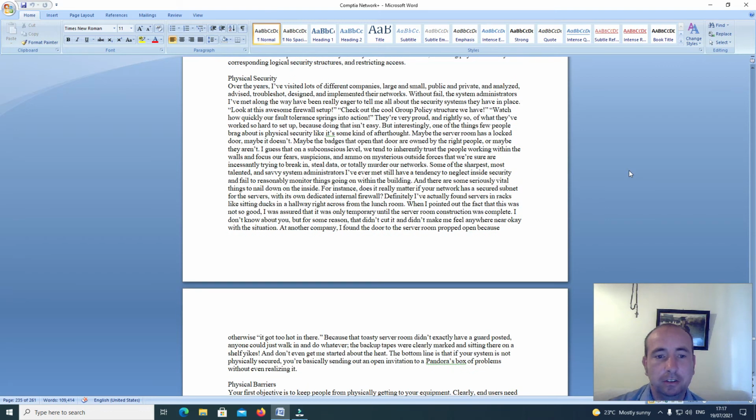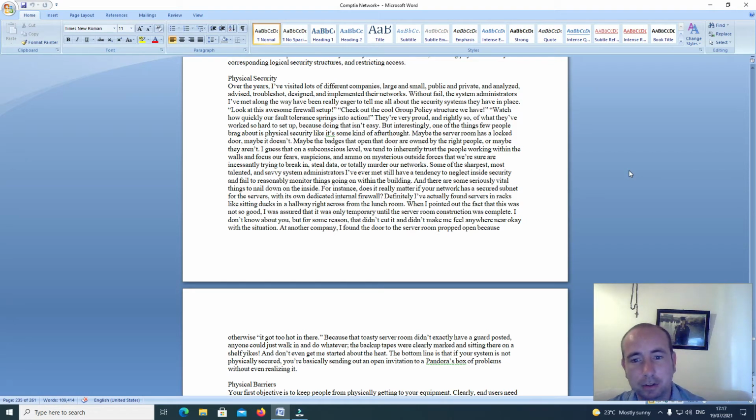Physical security. Over the years I've visited a lot of different companies, large and small, public and private, and analysed, advised, troubleshot, designed and implemented their networks. Without fail, the systems administrators I've met along the way are really eager to tell me all about the security systems they have in place. Look at this awesome firewall setup. Check out the cool group policy structure we have. Watch how quickly our fault tolerance springs into action.